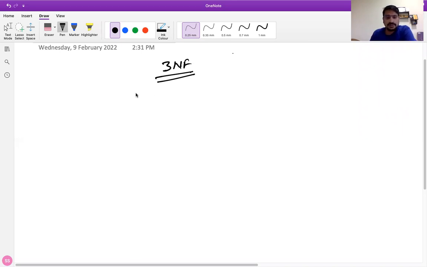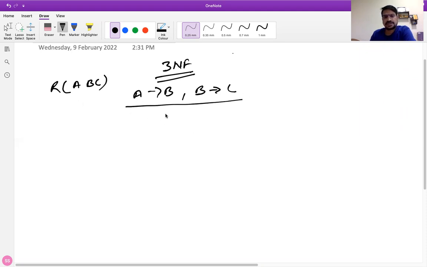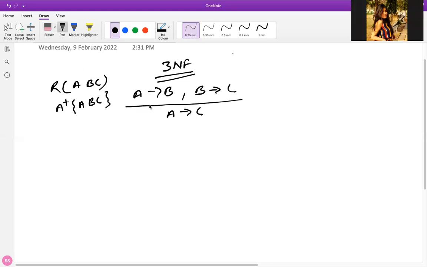So let's say we have A determines B, and B determines C, in a relation A, B, and C, and these are the two functional dependencies. With transitive functional dependency, we can find A determines C, right? Here A will be the key. A can determine B, and B can determine C. So A will be the key because A closure is equal to R.